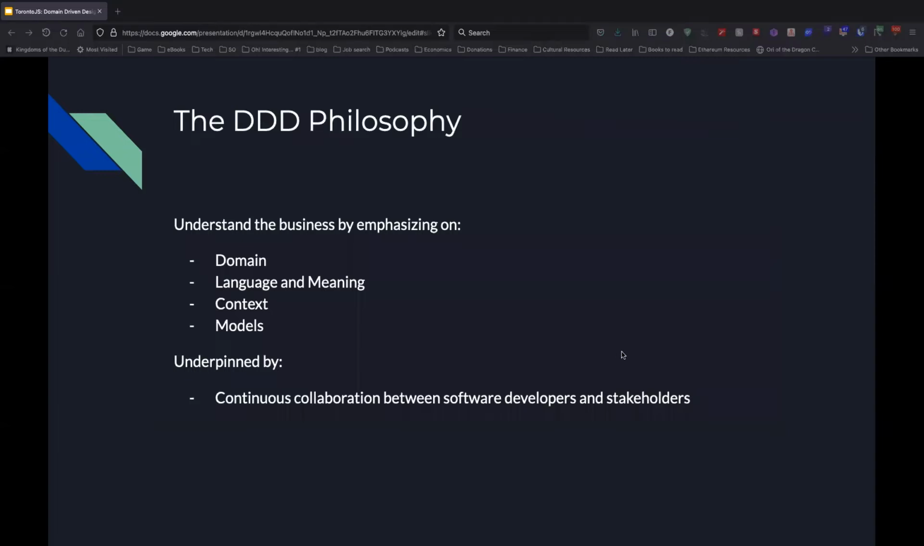So I talked about DDD and how the important stuff with DDD is really about the philosophical aspect of it.